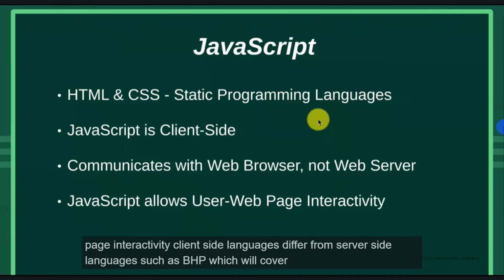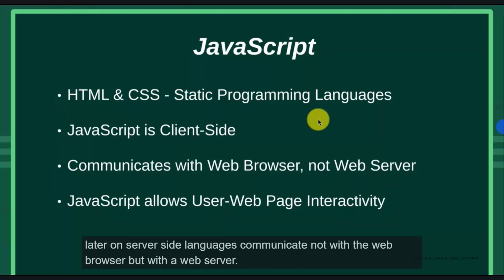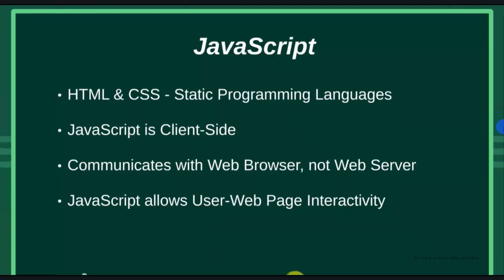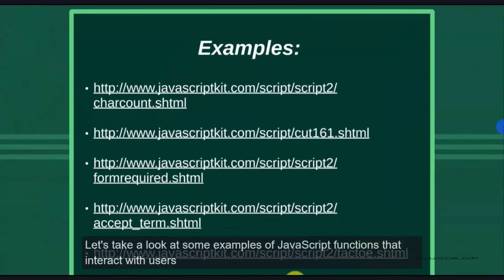Client-side languages differ from server-side languages such as PHP, which we'll cover later on. Server-side languages communicate not with a web browser, but with a web server. JavaScript can be used to implement many different types of interactive features on a web page. Let's take a look at some examples of JavaScript functions that interact with users.